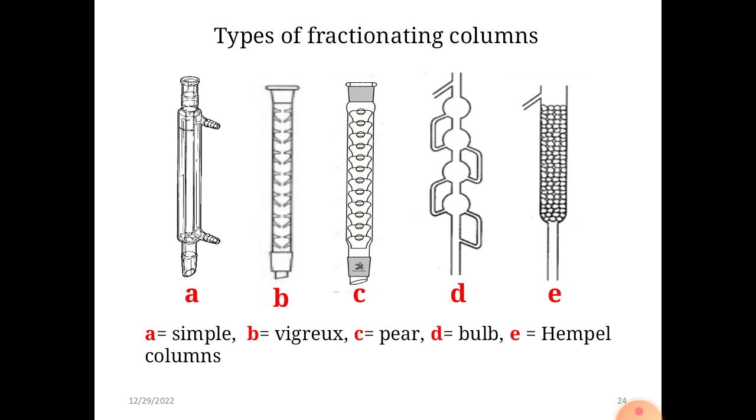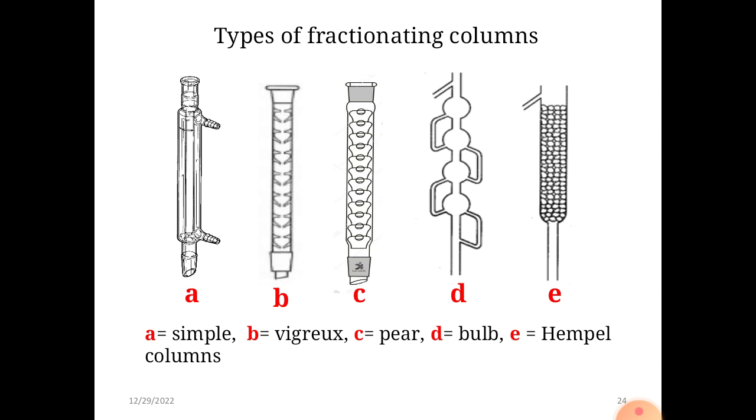The usual packings used are generally rings or helices placed inside, or sometimes balls or beads. Balls or beads may be made of glass. Helices are generally prepared from metal or glass pieces. And rings are hollow rings made of glass. Rings, helices, balls or beads placed inside the column make it a Hempel column. Okay, these are the 5 types.